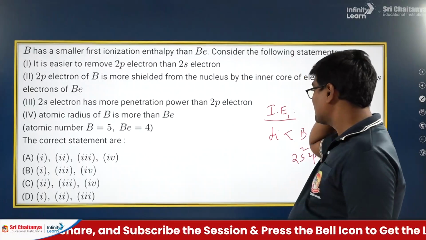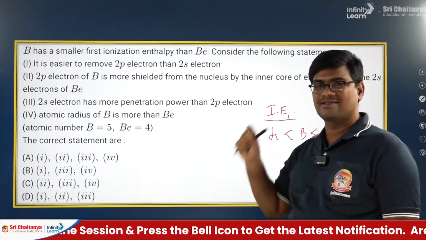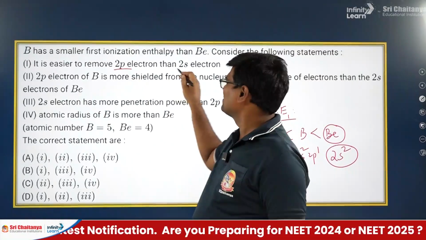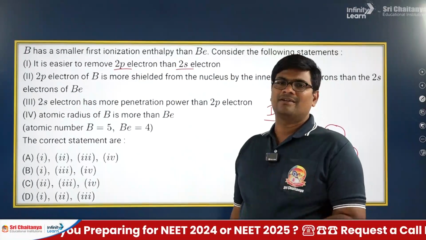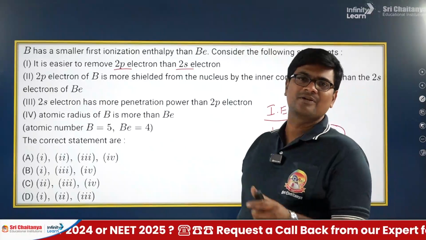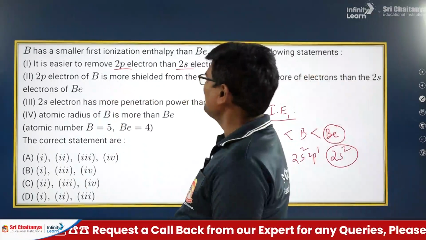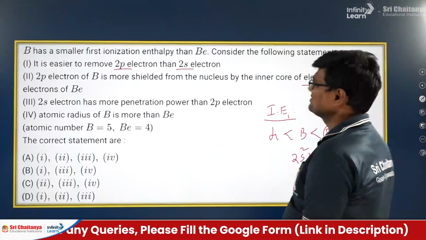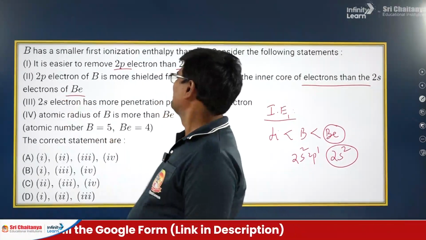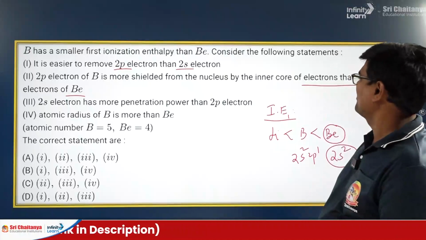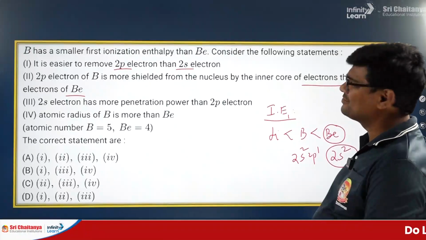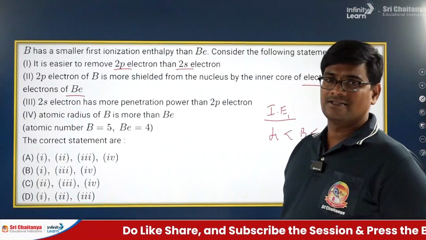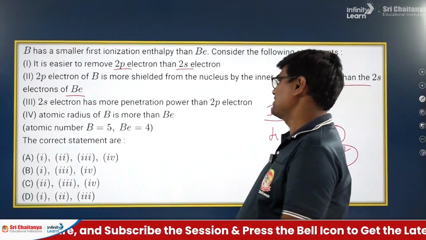Now, consider the following statements. What is correct we need to identify. Statement 1: it is easy to remove a 2p electron than a 2s electron. Obviously, a 2p electron is a little far from the nucleus compared to a 2s electron. Right statement. Statement 2: the 2p electron of boron is more shielded from the nucleus by the inner core of electrons than the 2s electrons of beryllium. So that's why boron has less ionization energy than beryllium. That is also a right statement.